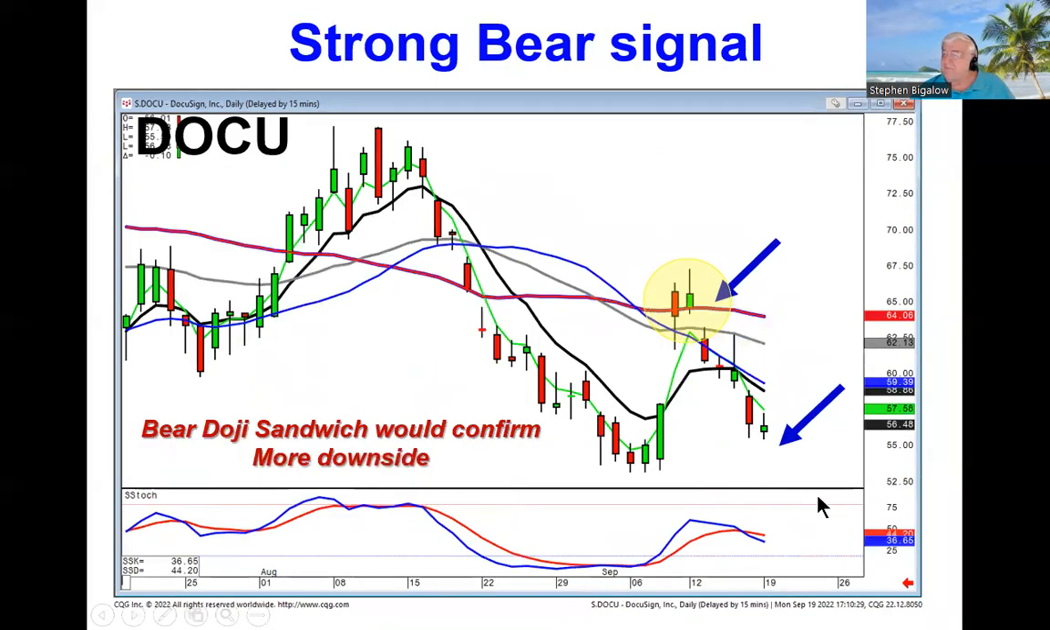Daku is setting up for that same scenario. Look at your bearish kicker signal failure right here at the 200. You're now below the T-line, and you've got a Doji. Very simple trade. If they open the markets lower, and this is opening lower, you've probably got a bearish Doji sandwich that's heading down into this range.